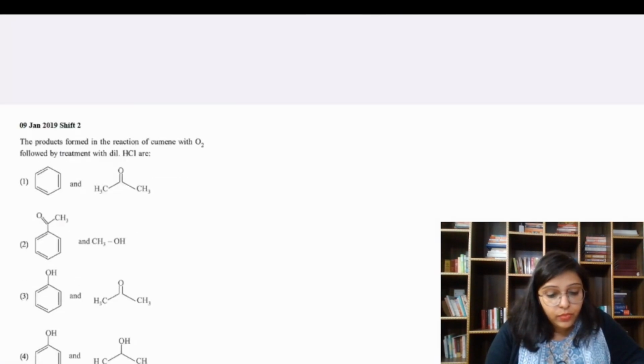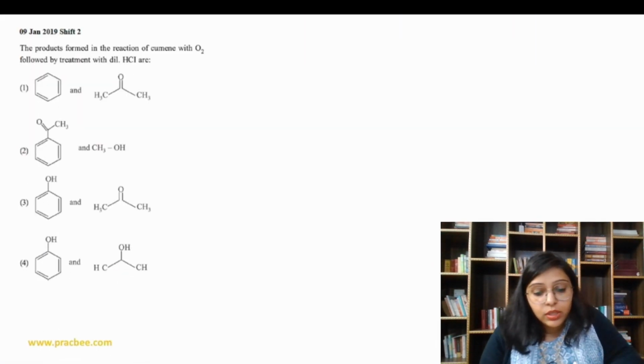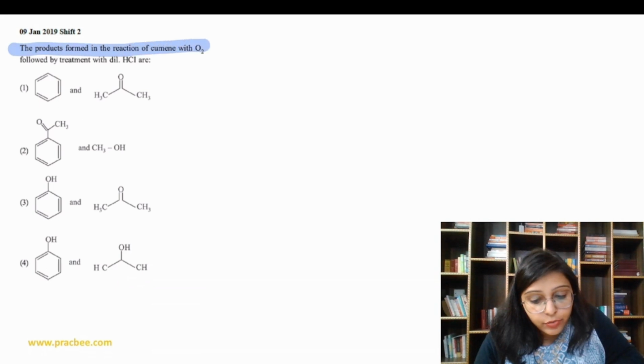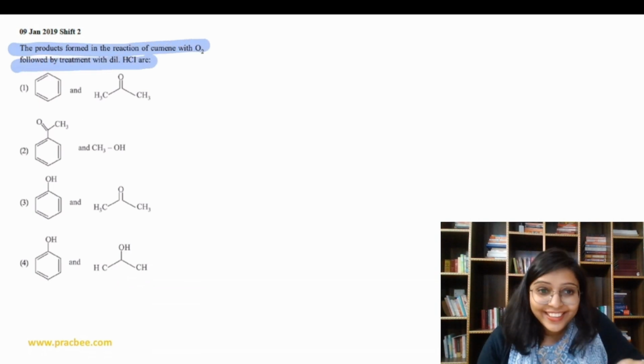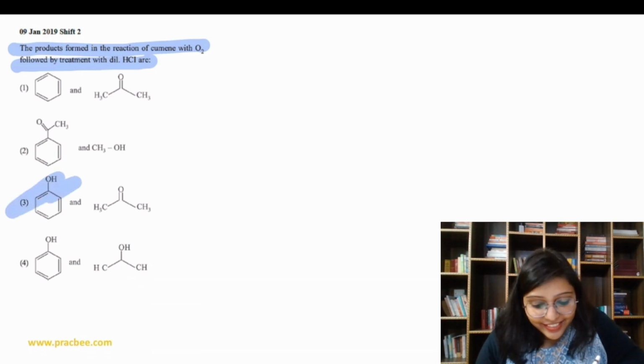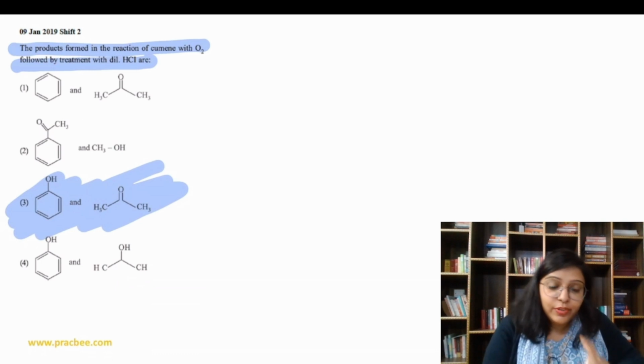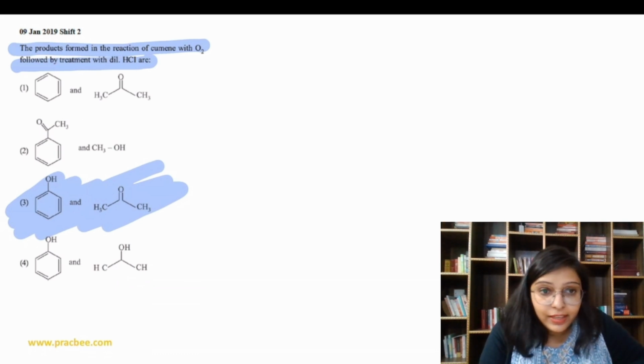Now, moving on to the next question. The products formed in the reaction of cumene with O2 followed by treatment with dilute HCl are phenol and acetone, without any doubt. Clear?